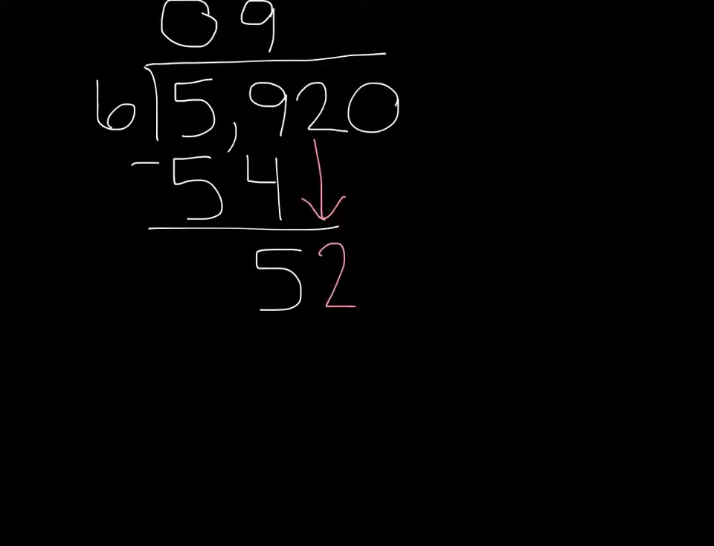Let's see, 6 into 52. So then think about what you know. Well, we just did 6 times 9, and that was 54. So that would be too much to try this time. But we know 6 times 8 is 48, so that would get us pretty close.